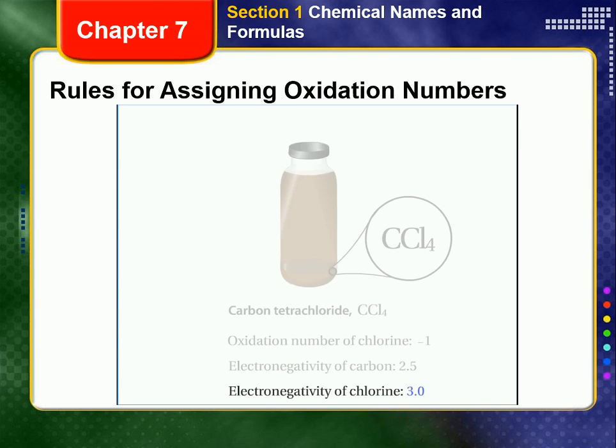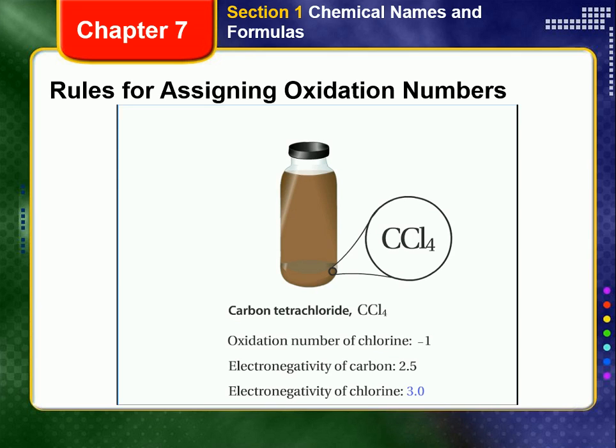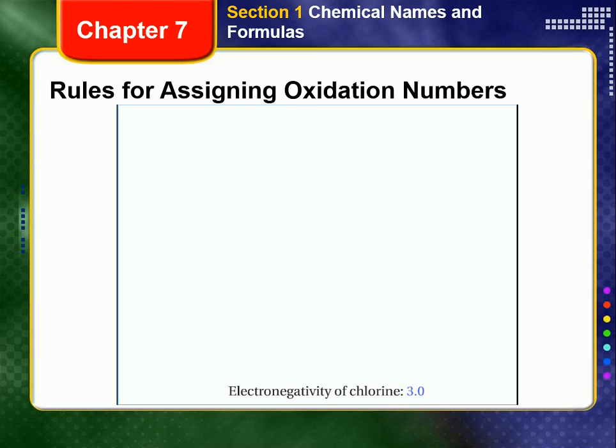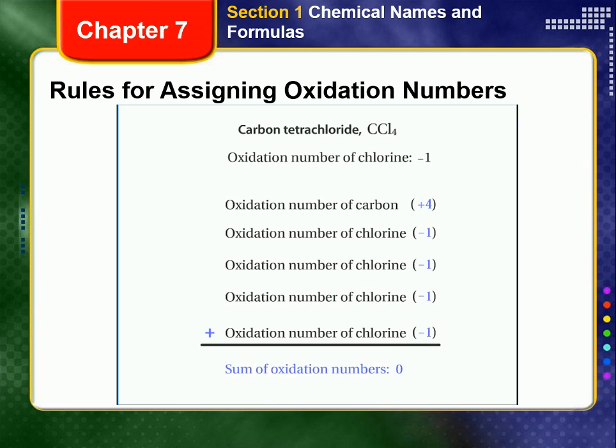In binary compounds, such as carbon tetrachloride, the more electronegative element is assigned the number equal to the charge it would have if it were an ion. In this example, chlorine is more electronegative than carbon. As an ion, chlorine has a charge of -1. Therefore, the chlorine atoms in carbon tetrachloride are assigned oxidation numbers of -1. The sum of the oxidation numbers of all atoms in a neutral compound is 0. So the carbon in carbon tetrachloride has an oxidation number of +4.